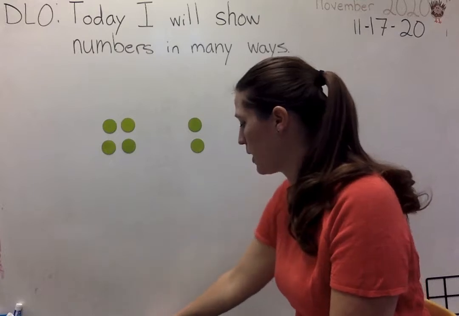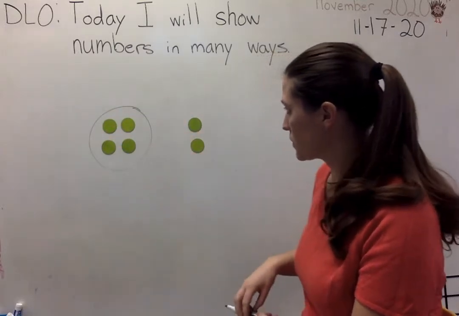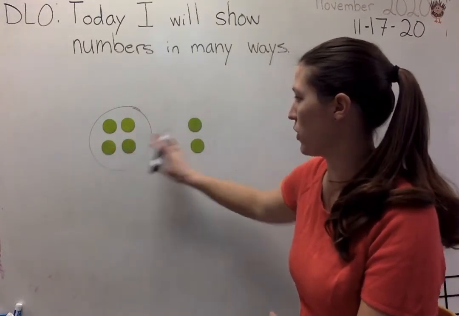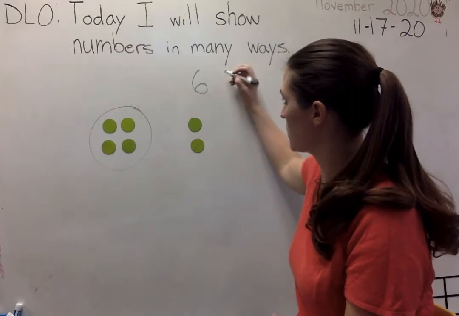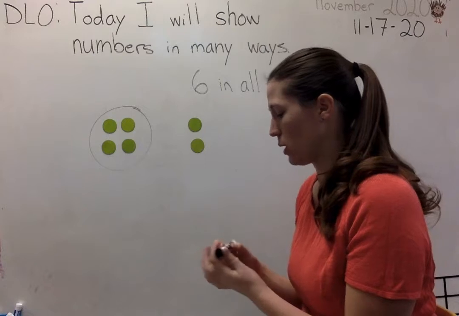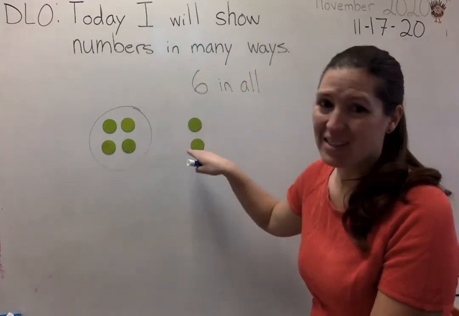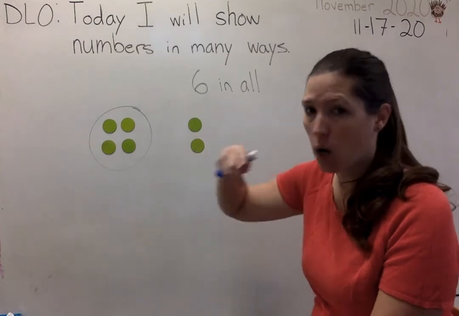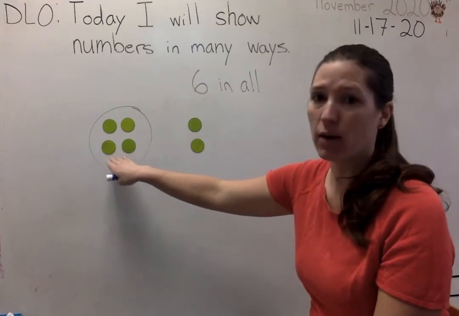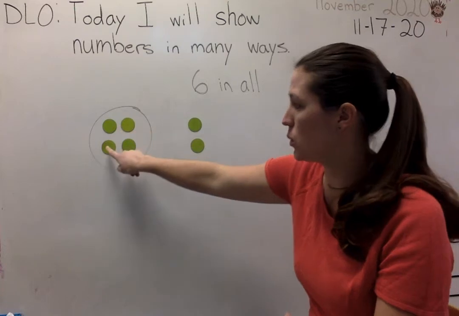So let me draw a little plate. So here's my plate with my little green cookies. There were 6 in all. 1, 2, 3, 4, 5, 6. There were 6 in all. That's how many we started with. I ate 2 cookies. So they didn't walk away, but I ate them. They're not there anymore. How many are left on the plate? Let's count. 1, 2, 3, 4.